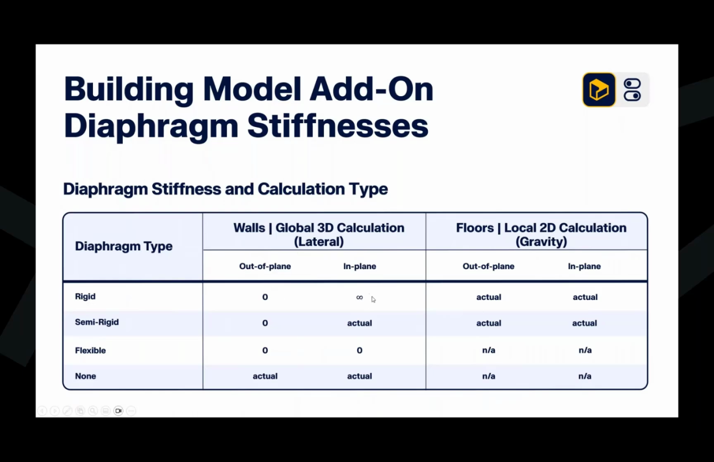For rigid, we'll use an infinitely rigid stiffness in the in-plane direction. The out-of-plane will be set to 0. Semi-rigid, out-of-plane is also set to 0, but the in-plane is set to the actual stiffness. Now, when we use a flexible diaphragm or we don't define any diaphragm at all, we are going to carry out just one analysis calculation like we would with a general FEA model, lateral and gravity together, using the relevant stiffnesses defined here.